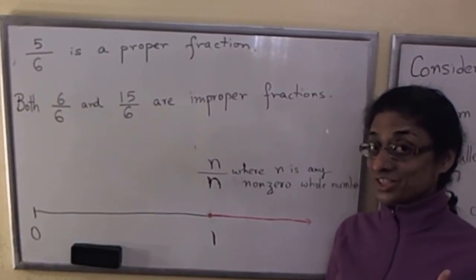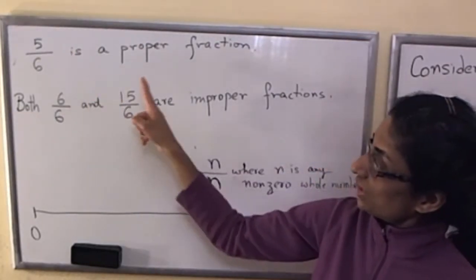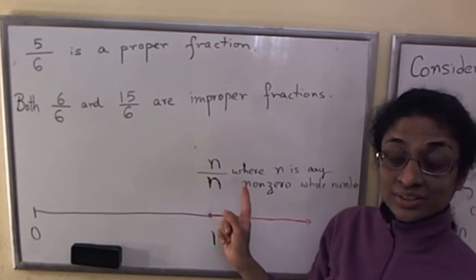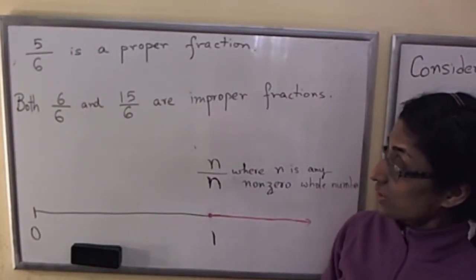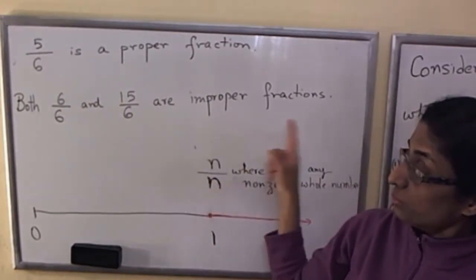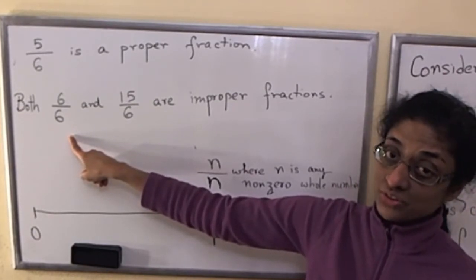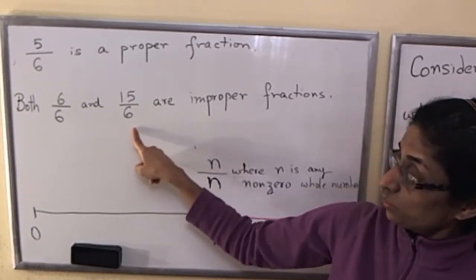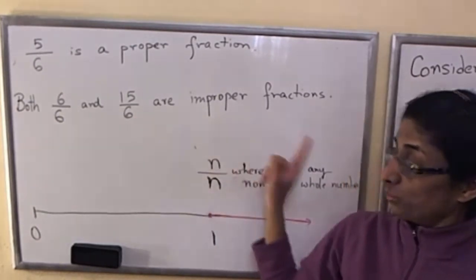By the definition I've just given you, you'll agree that 5 over 6 is a proper fraction since 5 is less than 6. And similarly, 6 over 6 and 15 over 6 are improper fractions because in this case the numerator is exactly the same as the denominator. In this case the numerator is greater than the denominator. So these two are improper fractions.